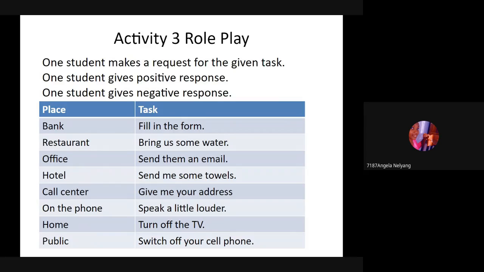Good afternoon, sir. Good afternoon. How can I help you? I want to open an account. Could you please fill the form? I'm afraid I don't know how to do it. I was hoping you could show me how.